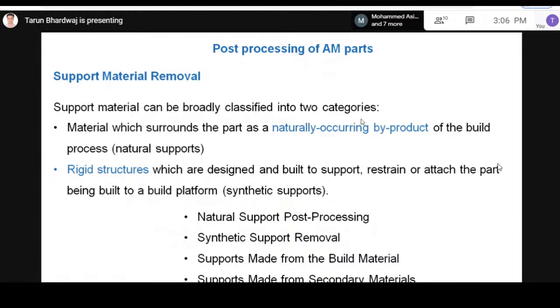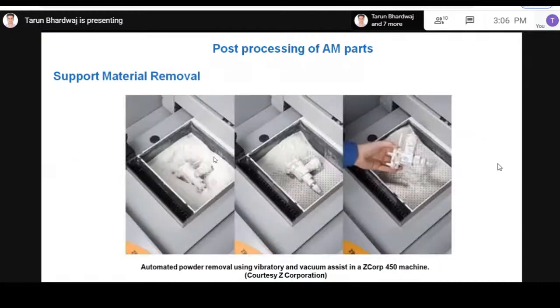Synthetic supports. So natural support processing, synthetic support removal, support made by the build material, and also support made by the secondary material. That will depend upon the material, as I told. And post processing of the AM parts, and these are the support material remover.